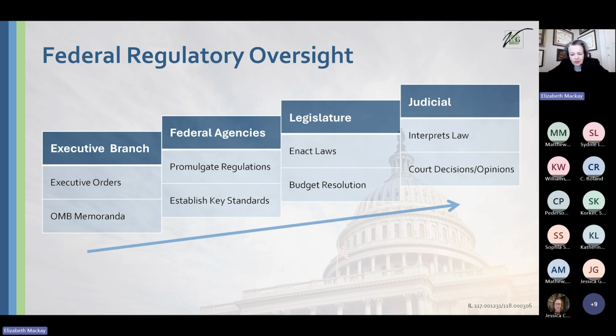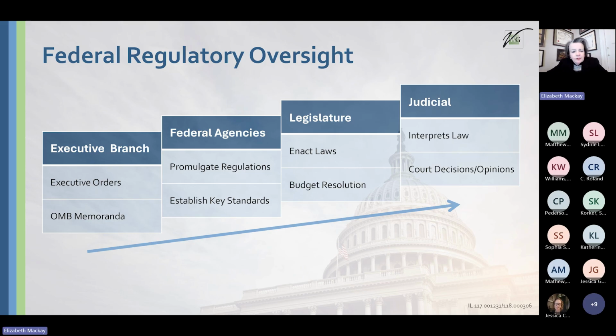Federal agencies, though, promulgate regulations and standards, but these are subject to public comment. These are usually published in the Federal Register, so they're a bit more sticky. They're not as easy to change or reverse as an executive order. And of course, the legislature, or the Congress, enacts the laws. They also have the power of the purse. So the budget resolutions will be laws, but as they say, your budget reflects your priorities.